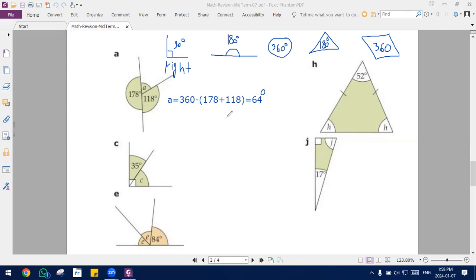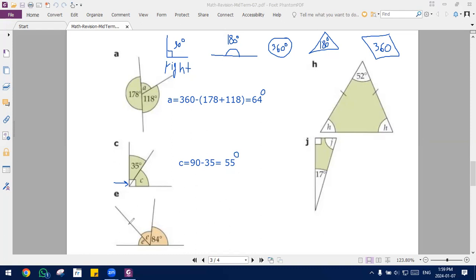Okay. Now, next question. We need to find C. Okay. Now we look, what do we have in general? We have a right angle, as you can see here. So right angle is what? Right angle is 90 degrees. So we say C is equal to 90 minus 35, which is equal to, so take 30, 65, 55 degrees. Don't forget the unit, 55 degrees.